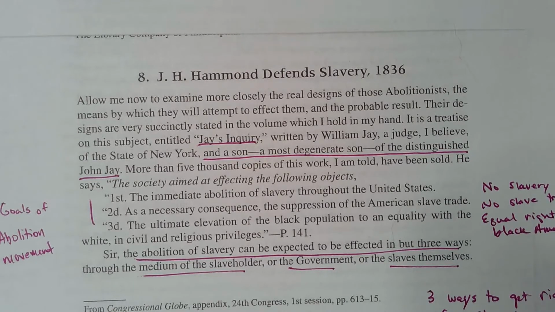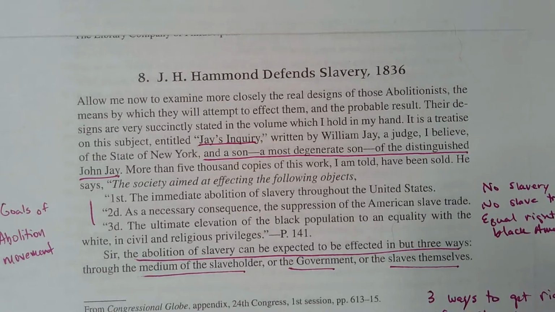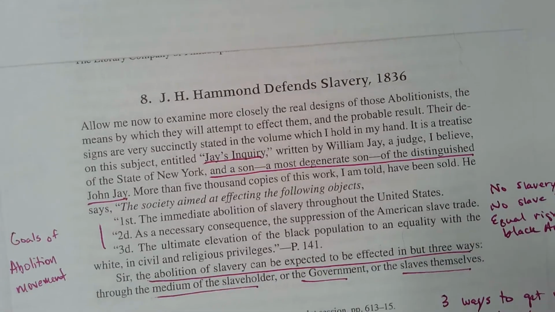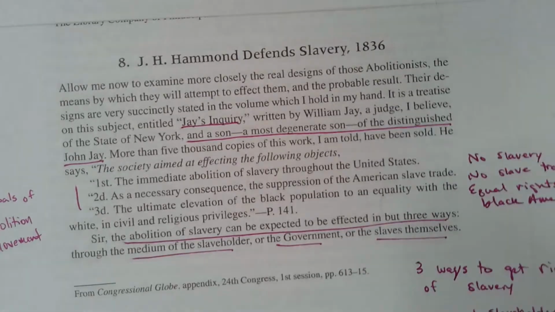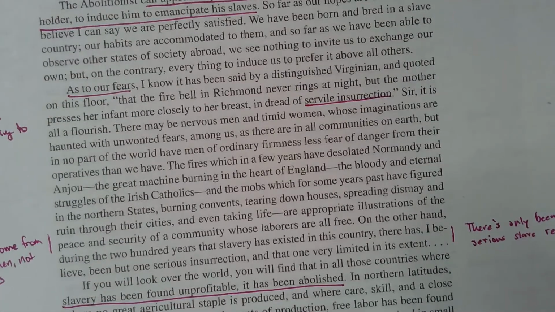And he says, okay, well, there are three ways that the abolitionist movement can try to convince the South that slavery is not good. They can try to convince the slaveholders, they can try to convince the government, or they can try to convince slaves themselves, and maybe start an insurrection or revolt.